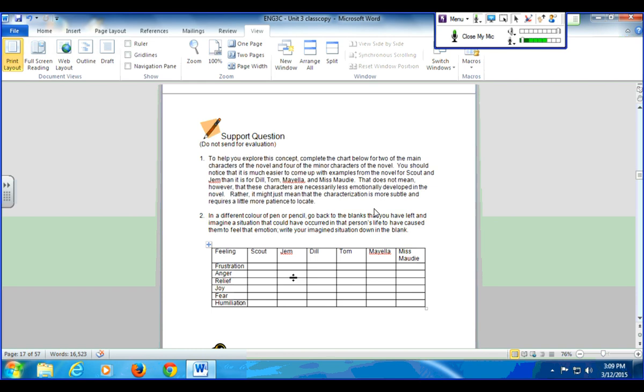You should notice that it is much easier to come up with examples from the novel for Scout and Jem than it is for Dill, Tom, Mayella, or Miss Maudie. That does not mean, however, that these characters are necessarily less emotionally developed in the novel. Rather, it might just mean that the characterization is more subtle and requires a bit more practice to locate. So you're going to need a different color pen or pencil.